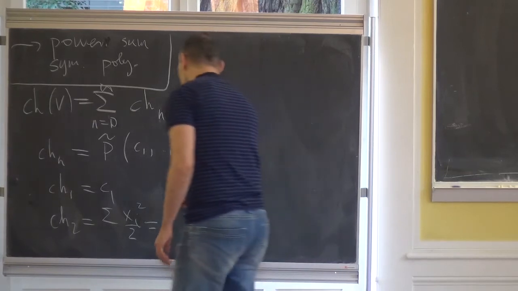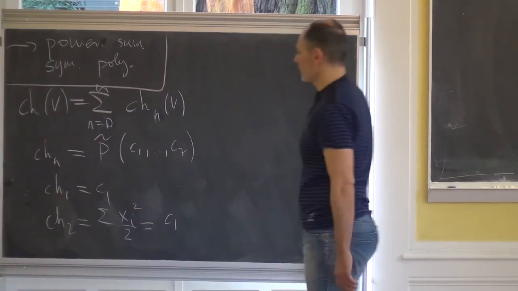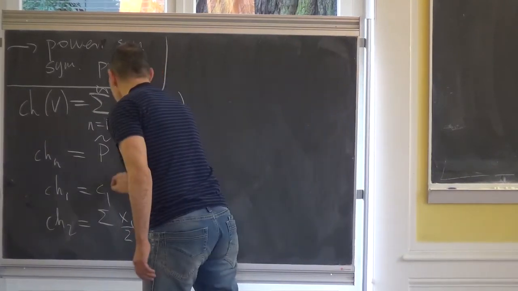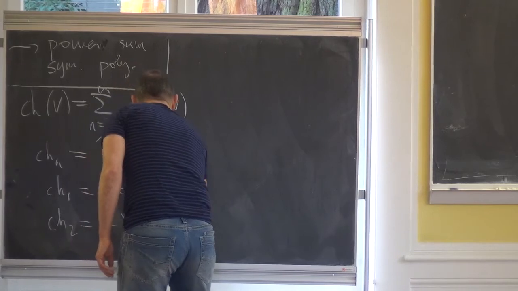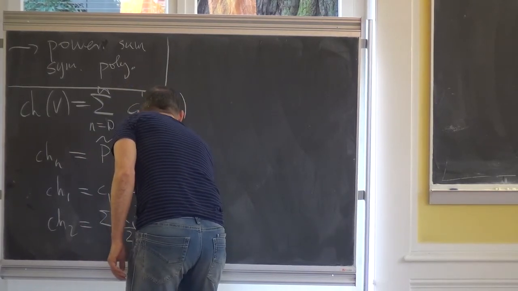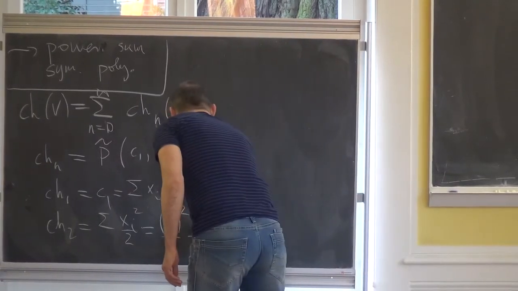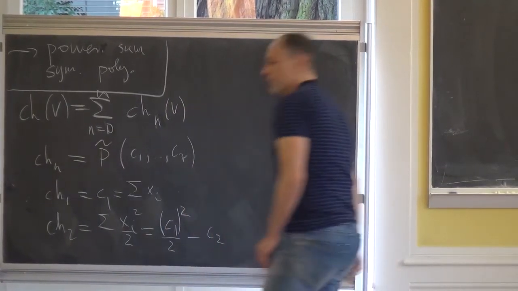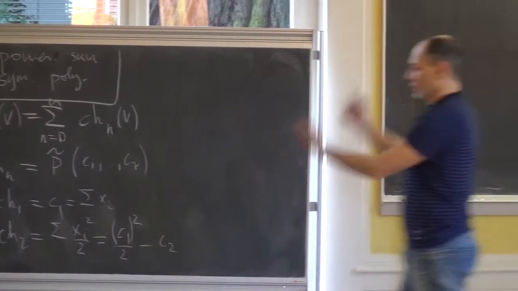Well, you just take c_1, which is the sum of x_i. So c_1 squared over 2, and then you need to subtract c_2 or something like that, I presume, right? Okay, and then there are polynomials in general.